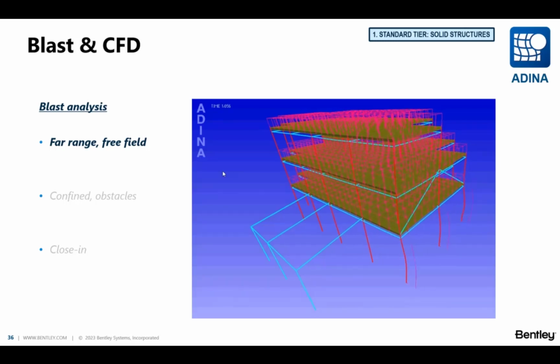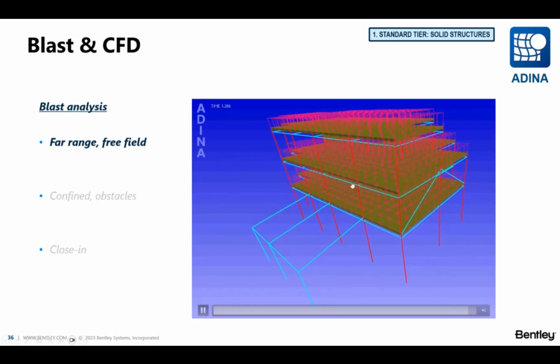This is an example of a model. Actually, this is a STAAD.Pro model within the installation kit that was taken all the way to a blast analysis in Adina. So we see we have an initial pressure applied to these columns. It is going to be very high intensity and short duration, and is going to cause the dynamic response of the structure. Of course, this is linear elastic.